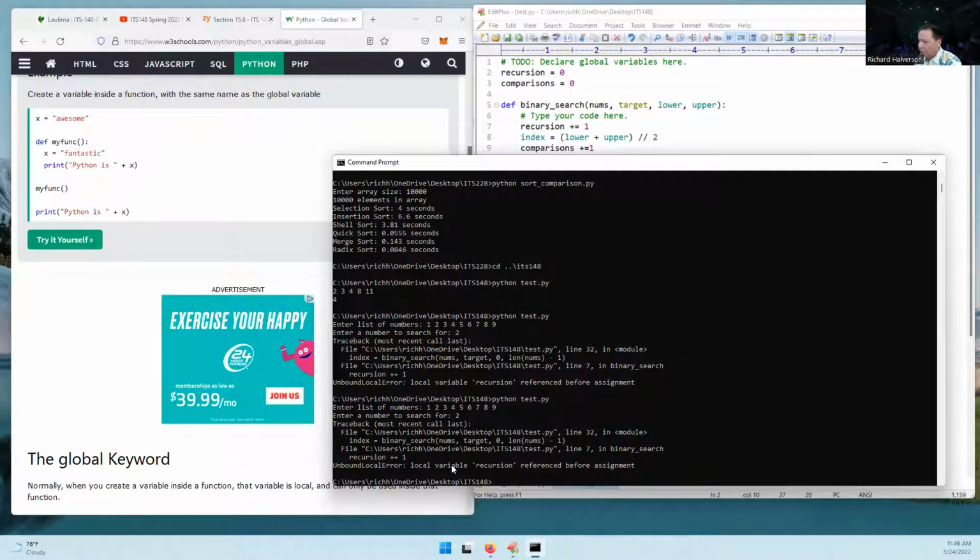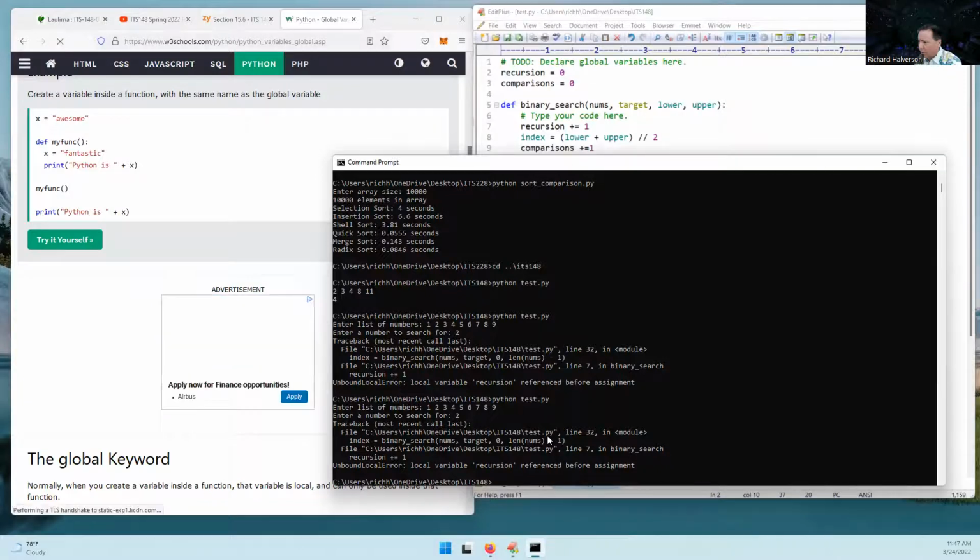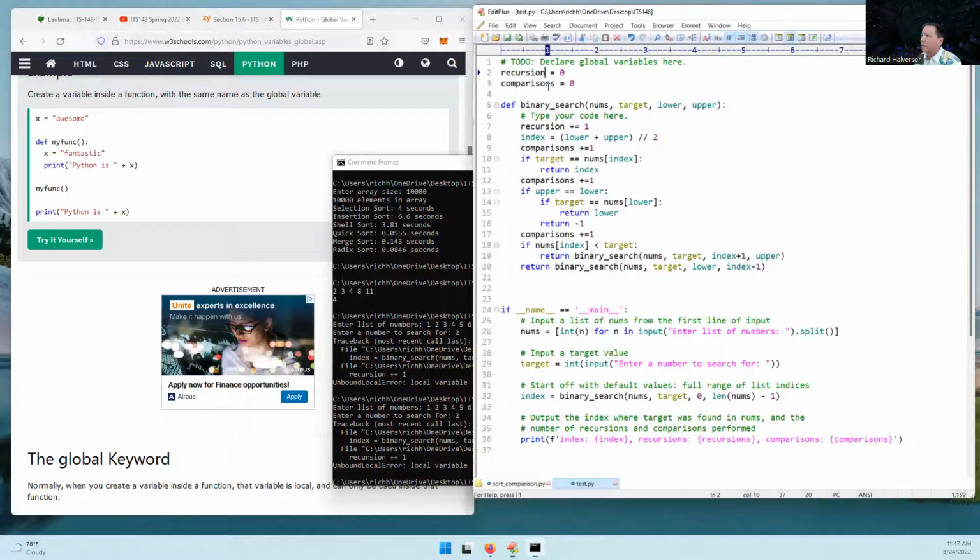Okay, it is in line 7 in binary search. Line 7 in binary search, yep, that's right here. And this is referenced for recursion comparisons. I'm gonna see what the solution is.